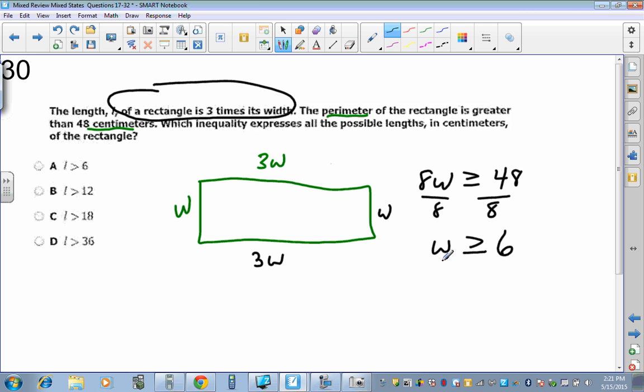Okay, so if the minimum width is 6, the minimum length has to be 18. I see I also made a mistake here. I should have just said greater because they're only talking greater. But once again, if the minimum width is very close to 6, then the minimum length has to be very close to 18.